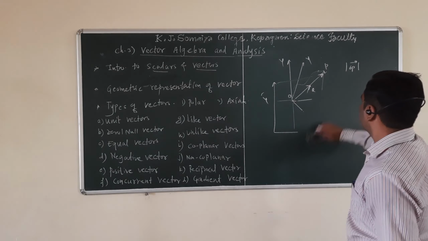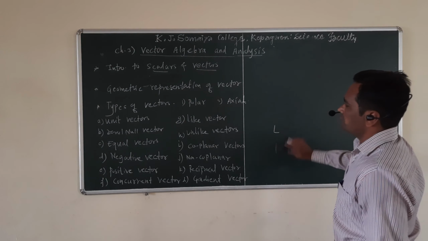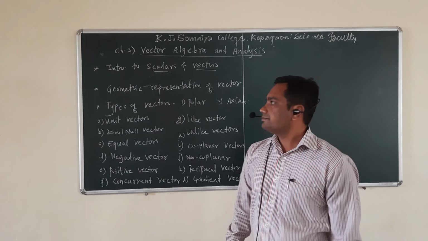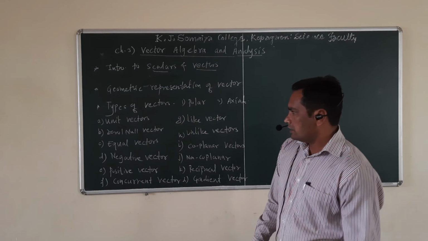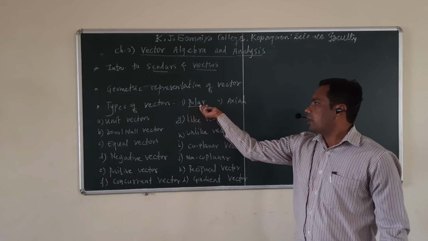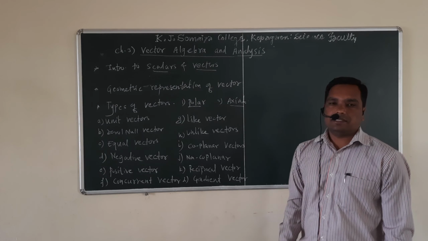Okay, now the next point is types of vectors. Generally there are two types of vectors: polar vector and axial vector.